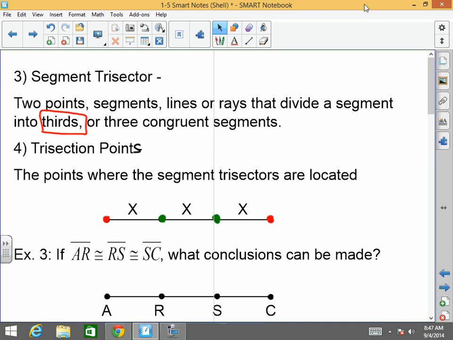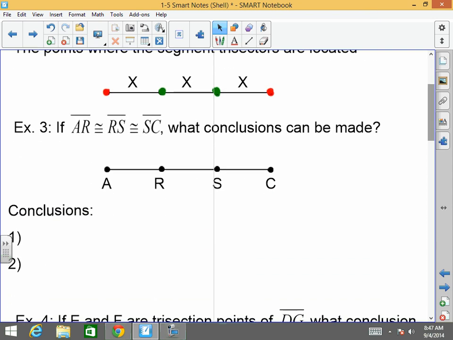Does that make sense? Okay, I'll take that as a yes. Now, let me give you an example. If AR is congruent to RS, and congruent to SC, what conclusions can be made? So if I tell you this fact, what do we know about R and S?